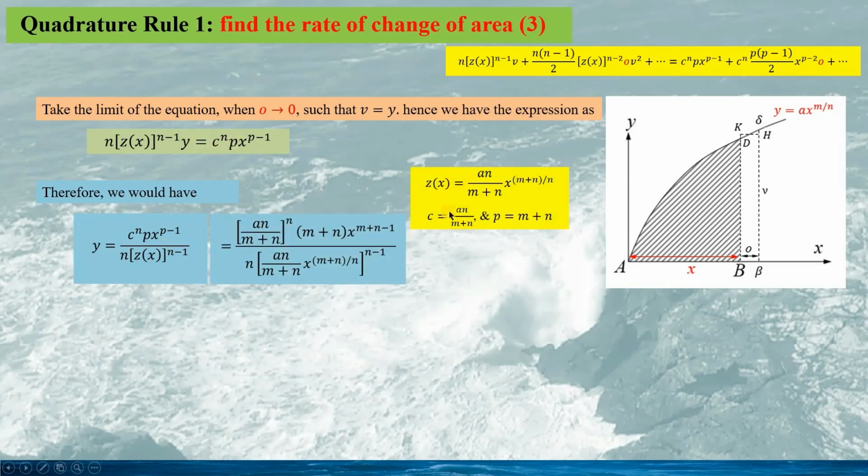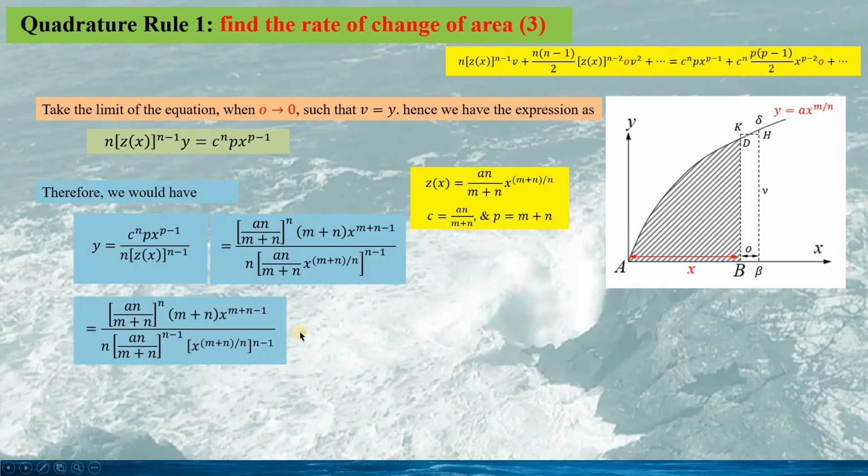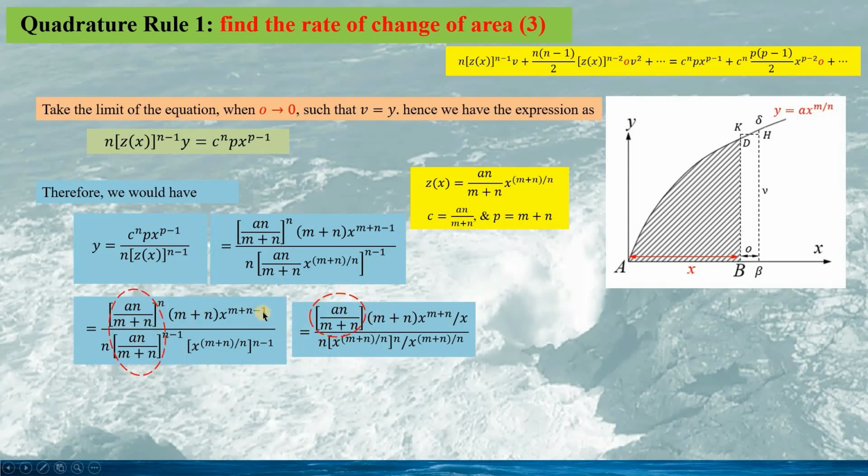So we replace back the z function, c and p, so we have the expression for y as this, and this, and this. We can see this part would become as this, and here the power minus 1 is divided by x, and here minus 1 would become this divided by x to the power of m plus n divided by n.